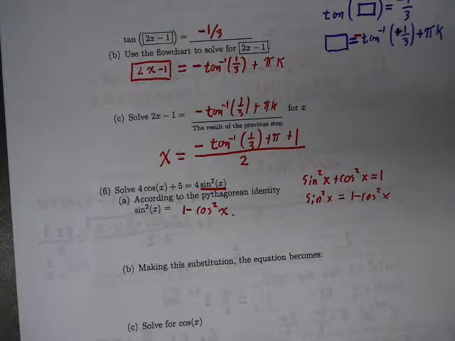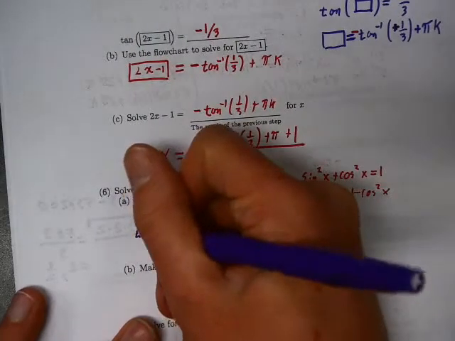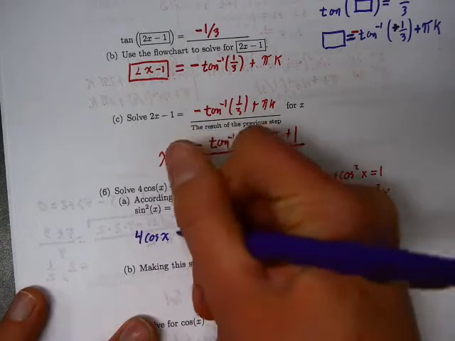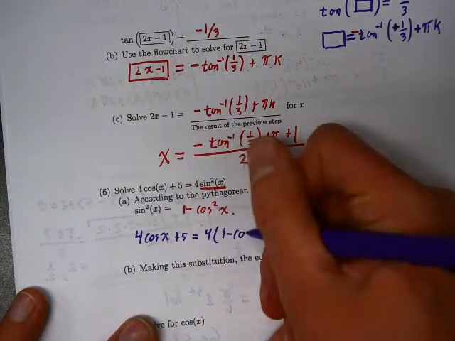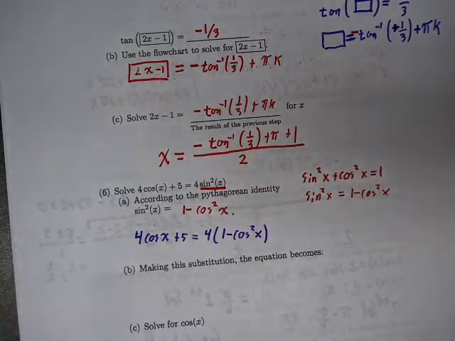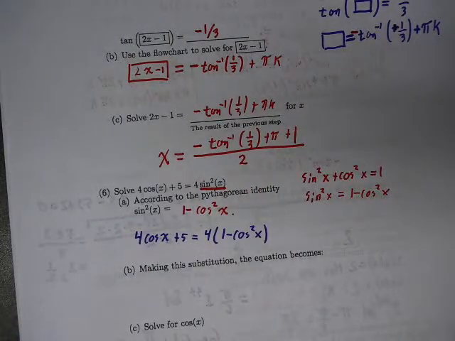What does the equation become now? It becomes 4 cosine x plus 5 is equal to 4 times 1 minus cosine squared of x. How many people, if left to their own devices, would have left those parentheses off? Okay, well, I do grade your exams, so I know that some of you do. I don't know which ones, but I've seen that mistake. And it would be a mistake, right? You need all of that to be multiplied by 4, not just the 1.